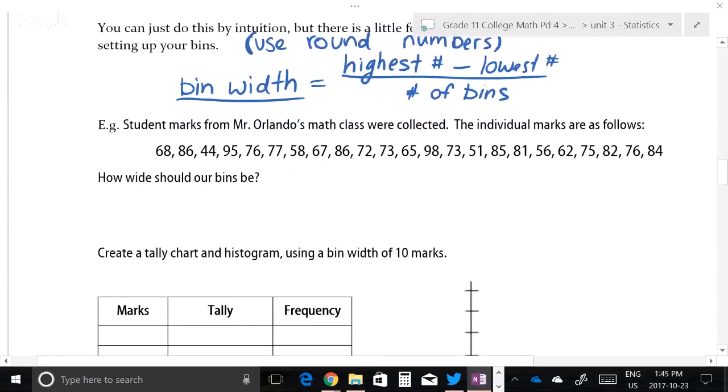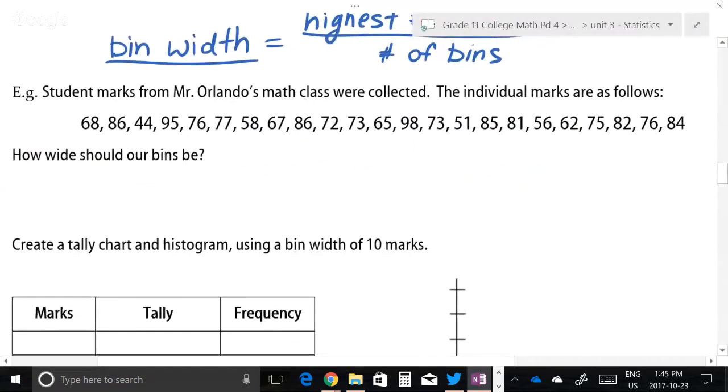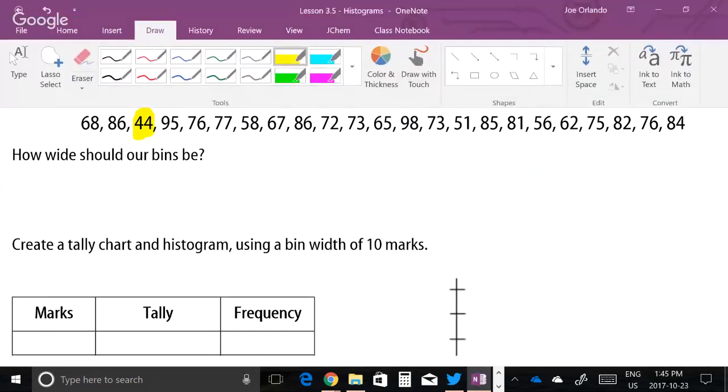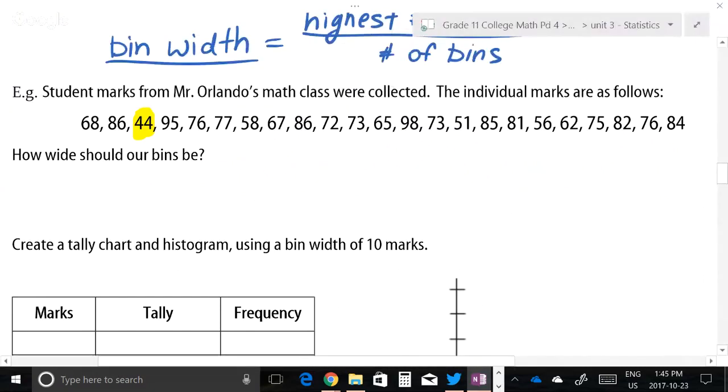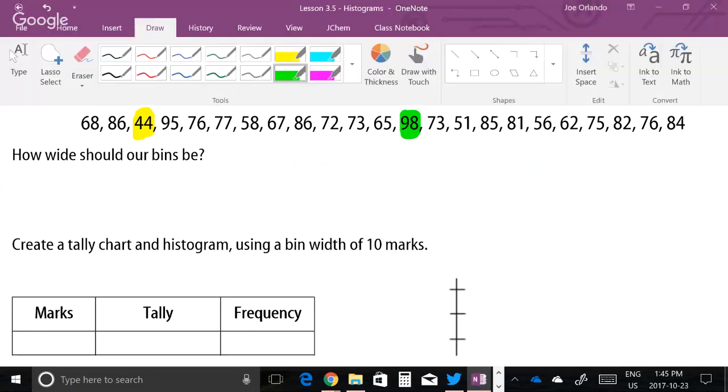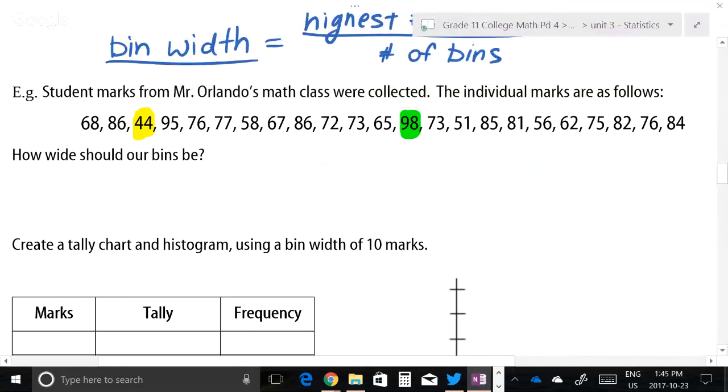Let's look here, for example. I've got all these marks. What is our lowest number? What's our lowest number? What is it? 44. Good. What is my highest number? 95. 98. Sorry, pardon me.